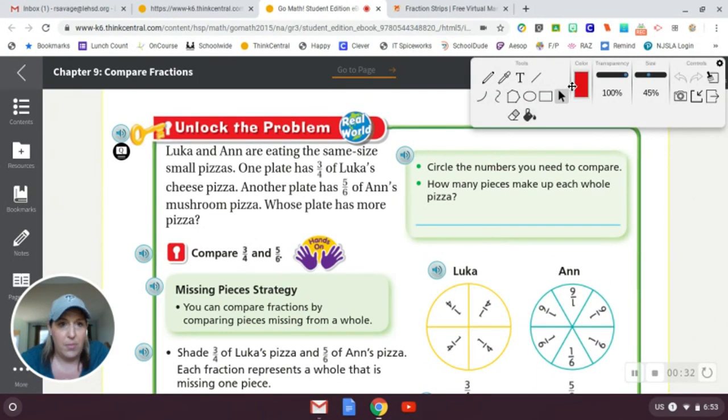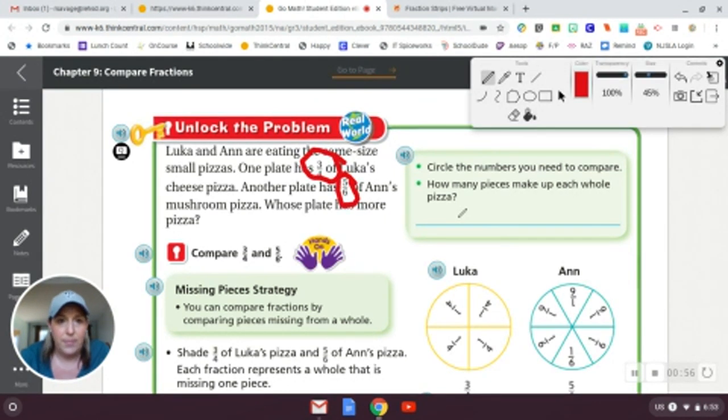Let's unlock this problem. Luca and Anne are eating the same size small pizzas. One plate has 3/4 of Luca's cheese pizza. Another plate has 5/6 of Anne's mushroom pizza. Whose plate has more pizza? So we're trying to compare two fractions. 3/4, 5/6. Okay, so they give us this missing pieces strategy, which if you like it, that's great.